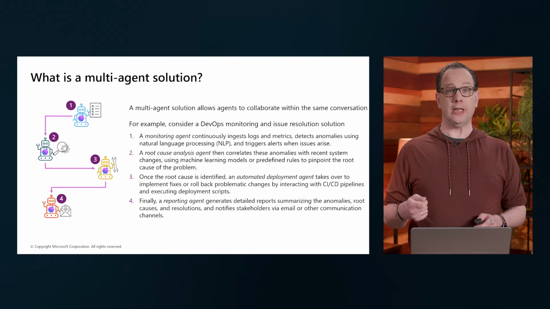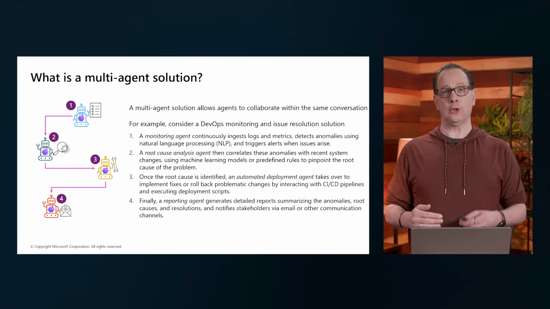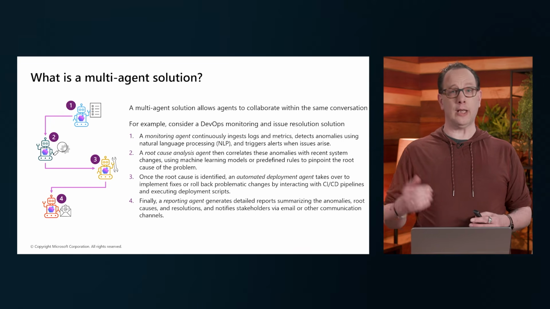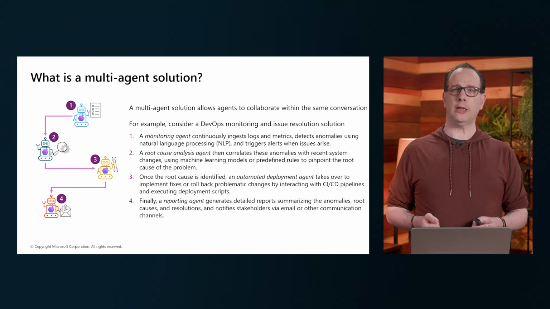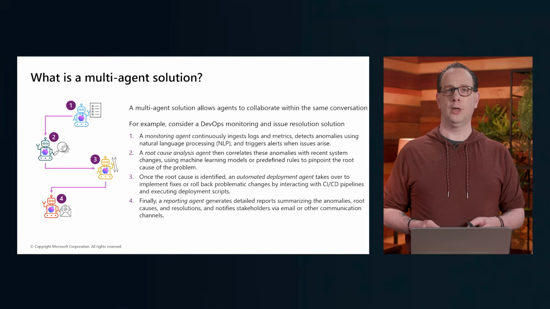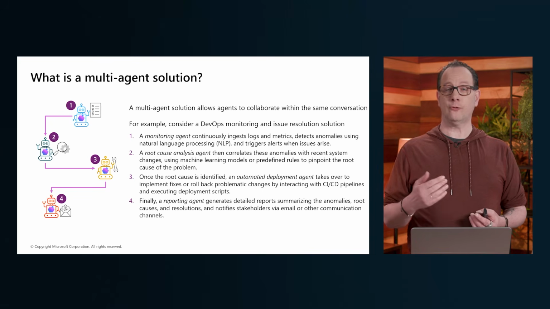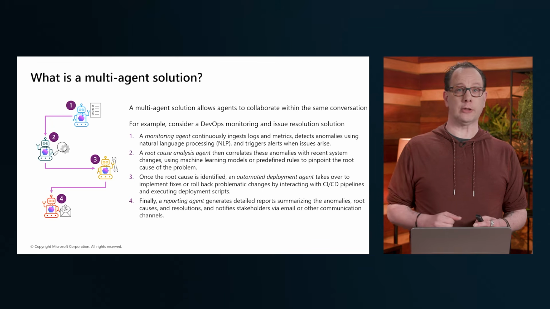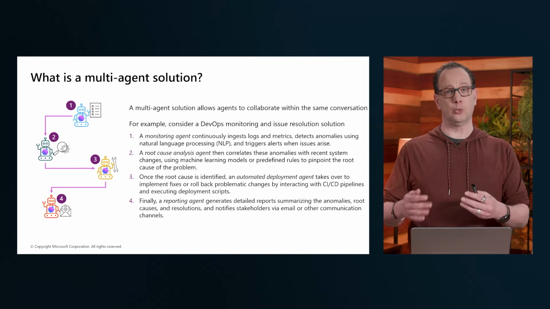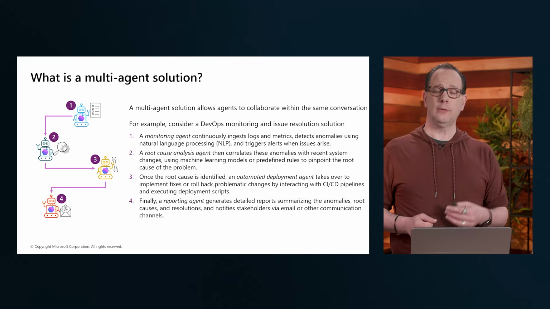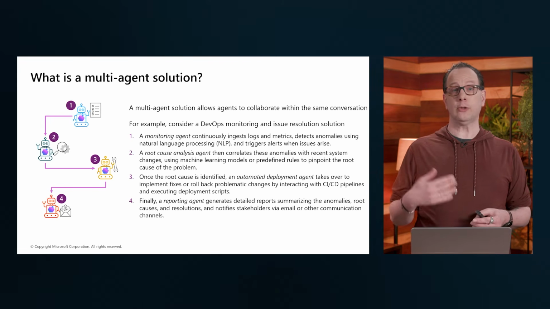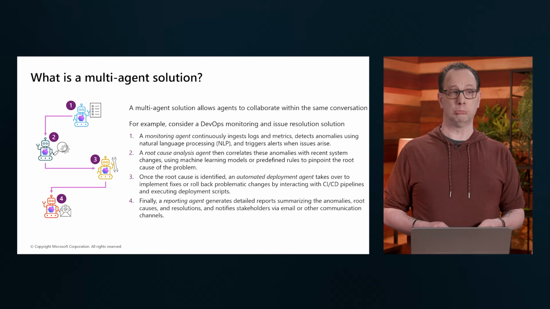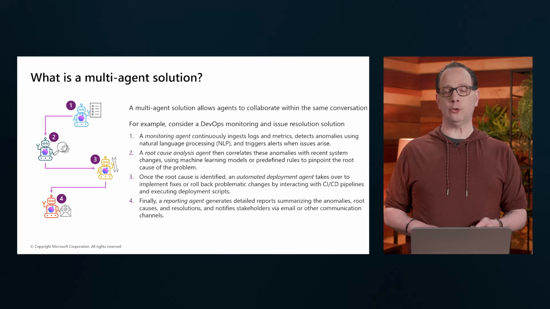And then next to that in our cycle, we have another automated deployment agent. That agent is now taking over to implement fixes or performing a rollback for problematic changes by interacting with our CI/CD pipelines, and from there executing deployment scripts. To then eventually in step 4, finally have a reporting agent that generates detailed reports summarizing the anomalies, root causes, and resolutions, and then from there notifying stakeholders by, for example, sending an email or using other communication channels. I think this sounds pretty cool, right?